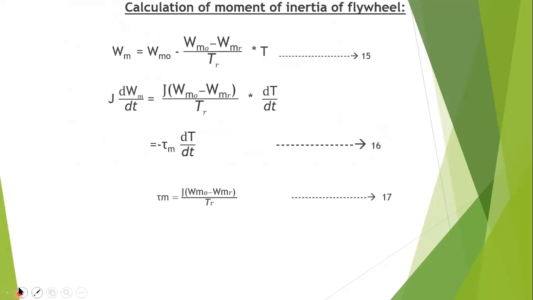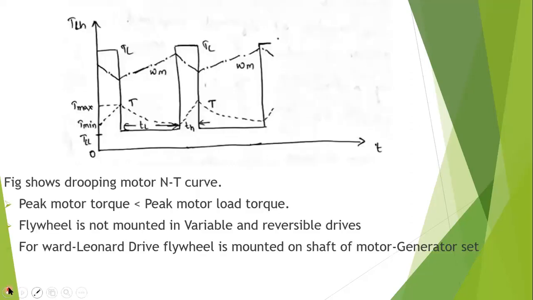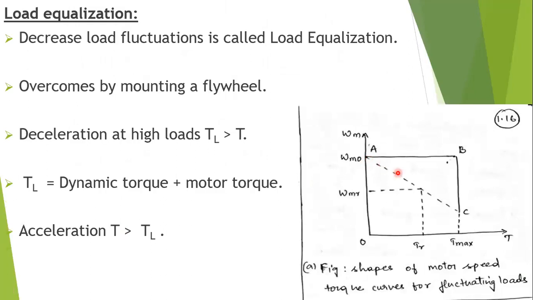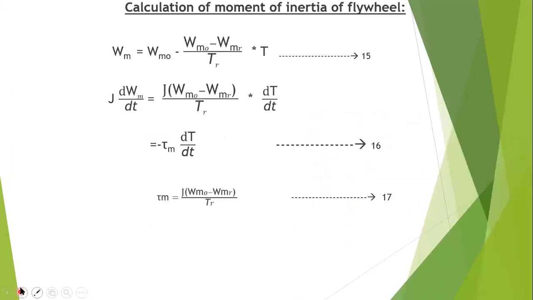So see here, calculation of moment of inertia of the flywheel. We are assuming a linear motor speed torque curve. See here in the figure, the linear motor speed torque curve, the linear curve you are assuming, nothing but AC. We are assuming a linear motor speed torque curve in the region of drooping characteristics AC. So if you assume, we are getting the equation omega m is equal to omega m naught minus omega mr by Tr into T.